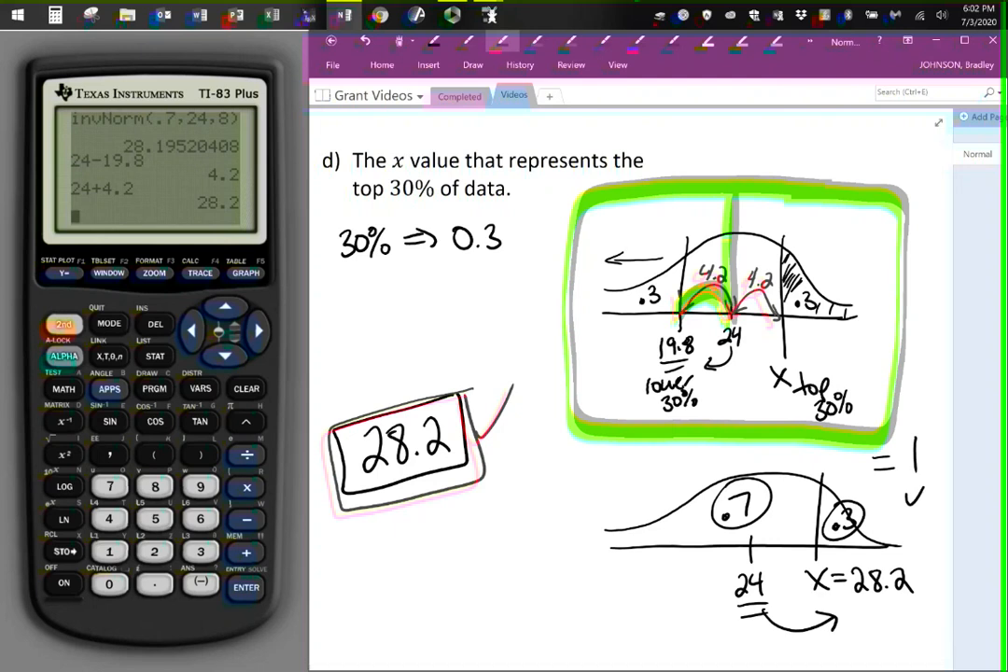And you could just think about, okay, do you want the top or the bottom, right? And there we go.